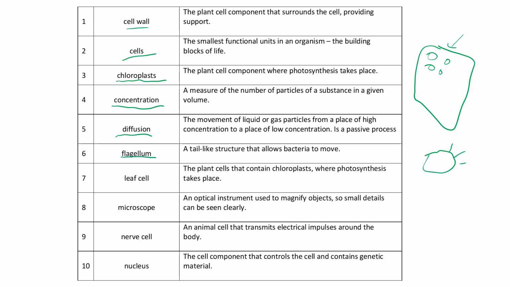A plant cell that contains chloroplasts where photosynthesis takes place. Leaf. There are some in the stem, but the leaf is the best. Those small details can be seen clearly. Microscope. An animal cell that transmits electrical impulses around the body. Nerve cell. A cell component that controls the cell and contains genetic material.